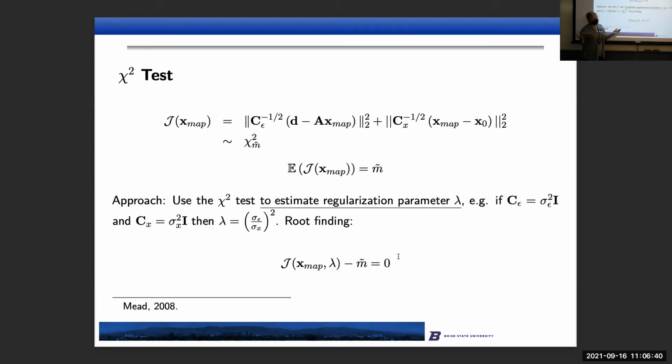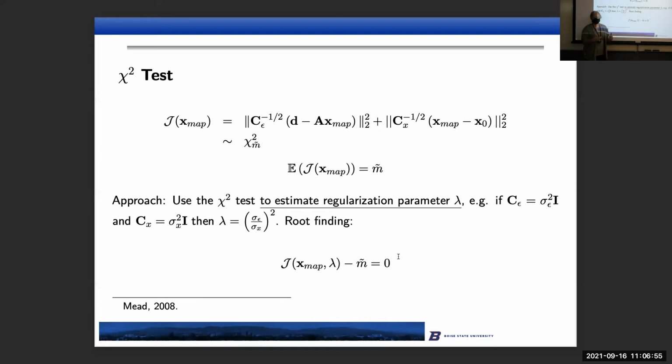Not only that, as a scientist, it gives you an objective conclusion. You're like, oh yeah, this is sort of the right answer, or at least it's a reasonable answer because it passes a chi-square test.